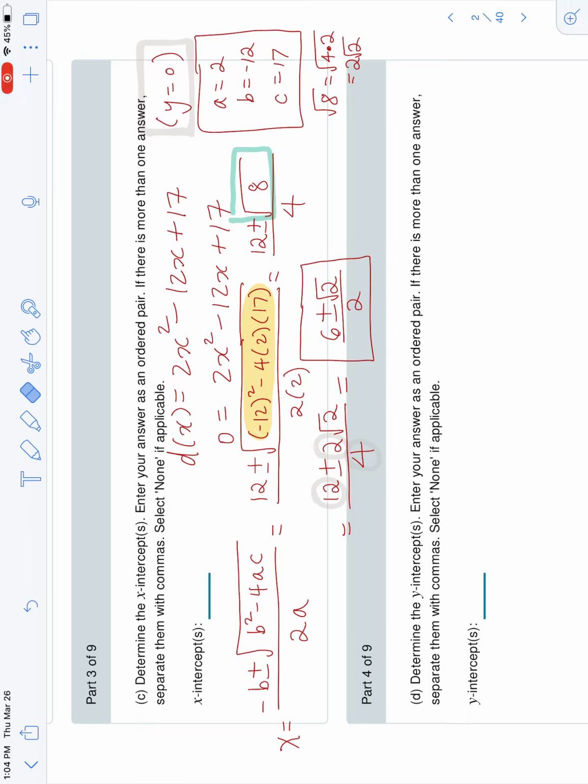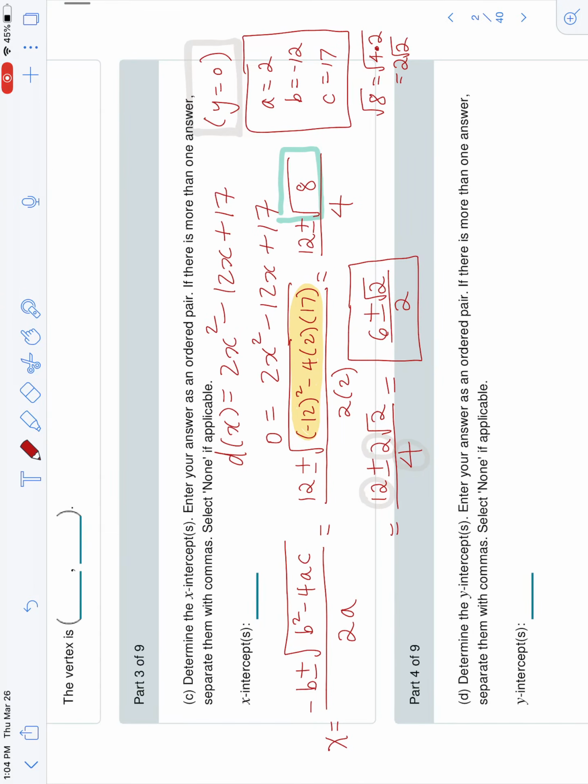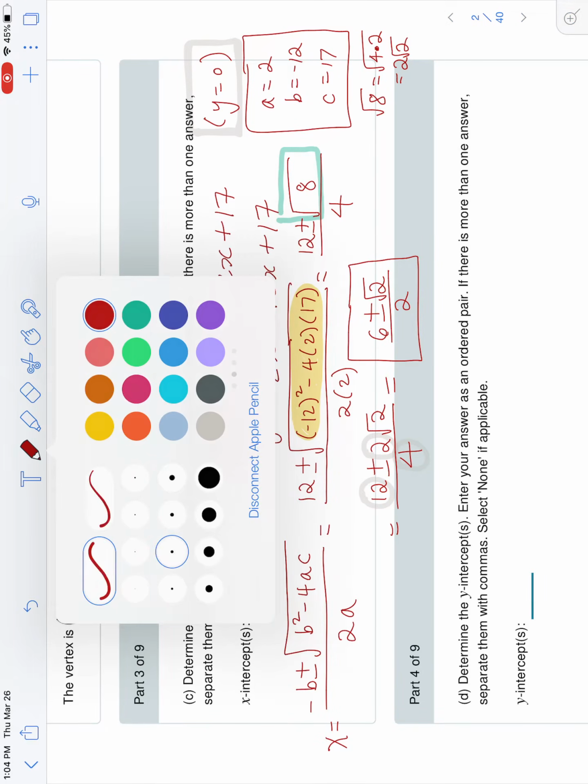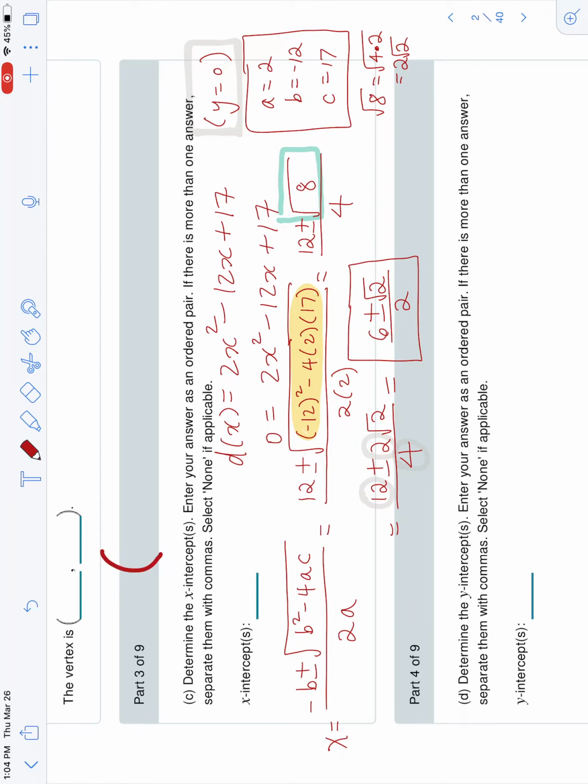The x-intercepts are going to be 6 plus... Oh, let me write it maybe above here, okay? Let me write it above here. A little bit bigger pen. All right, the first ordered pair is 6 plus square root of 2 over 2, comma 0.